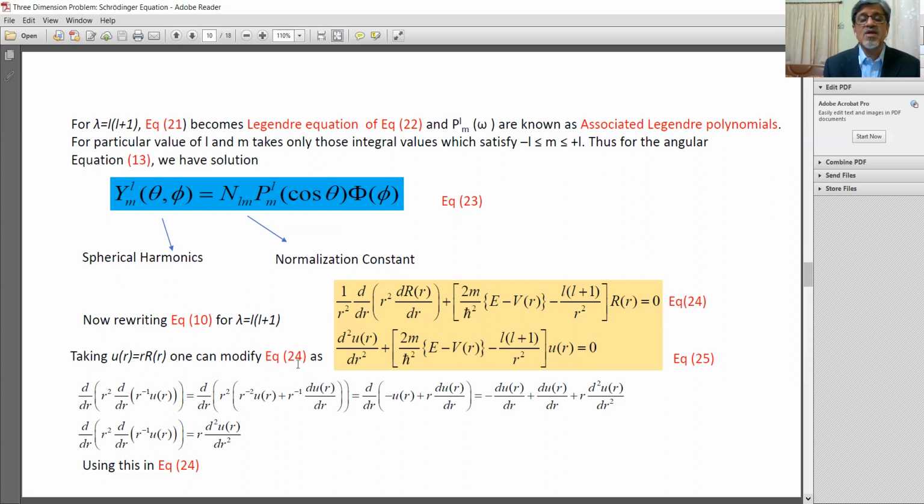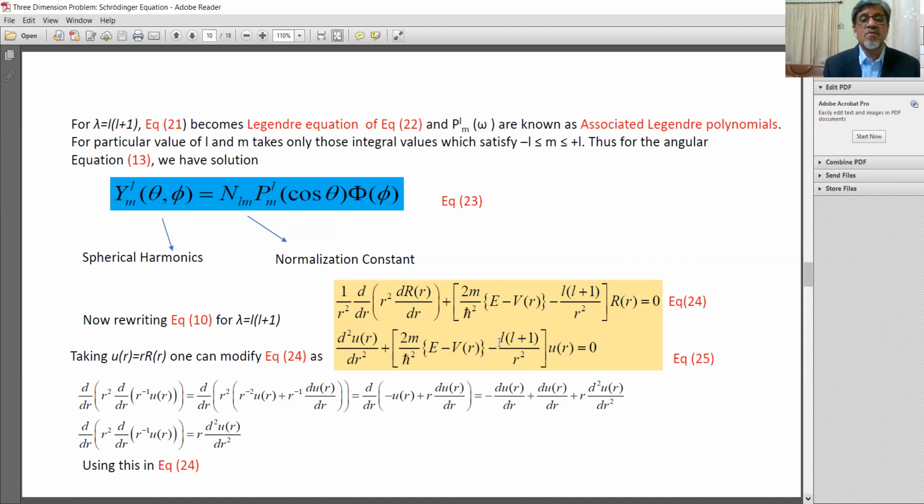And one can modify this equation, number 25. How is it modified? It is shown here: d by dr of r squared d by dr of r inverse u(r). If you do the differentiation, it is shown over here. We come to the first differentiation, then the second differentiation, and you will notice that du by dr plus du by dr cancels out, and it is r d2u by dr squared. And the first term is nothing but this particular form.